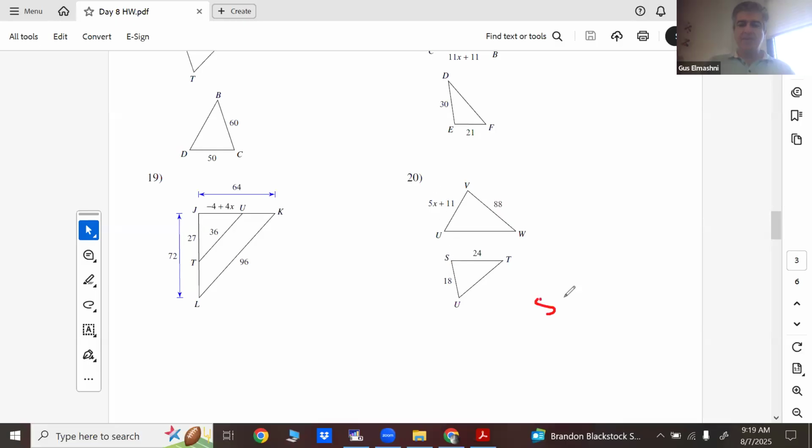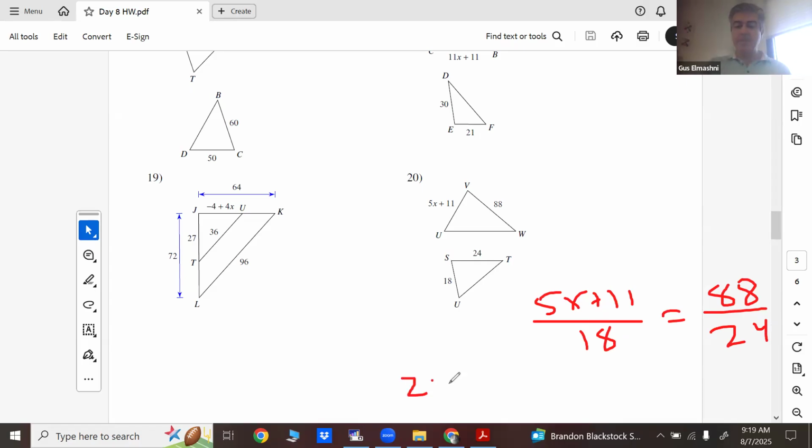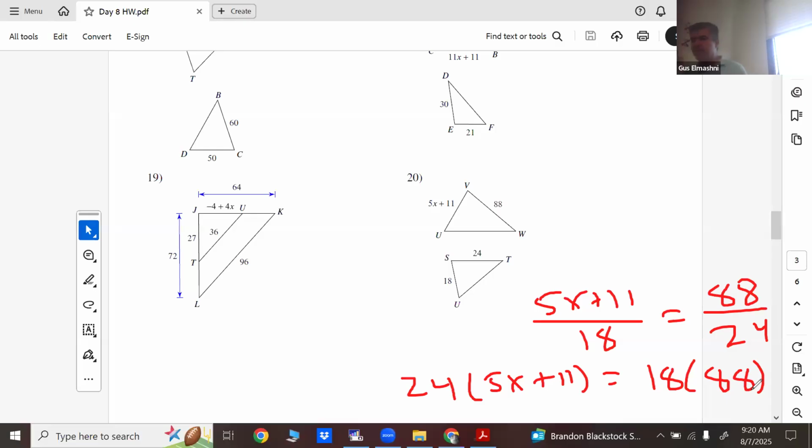So I think for the 20, it's supposed to be set up like this. 5x plus 11 or 18 equals 88 over 24. I think that's what he wanted you to do. And then you can cross multiply and work it out. The numbers get really large, so I would strongly recommend using a calculator. I probably need a calculator too. So if I need one, you probably need one. And solve for x after that. That I'm not too worried about. Just a setup, but I think they're supposed to say that. I think they're supposed to say UST was similar to UVW.